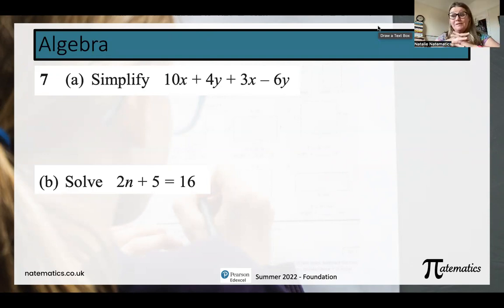So remember what simplify means. We always say when we simplify something, we make it easier, don't we? It's almost like, Natalie, can you simplify some maths for me? Make it easier. In the context of algebra, just another little reminder, you are condensing things together.